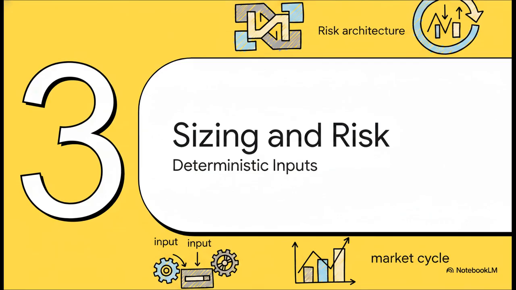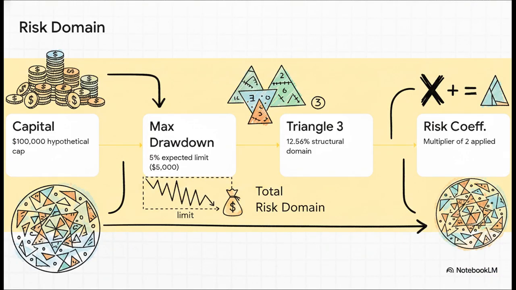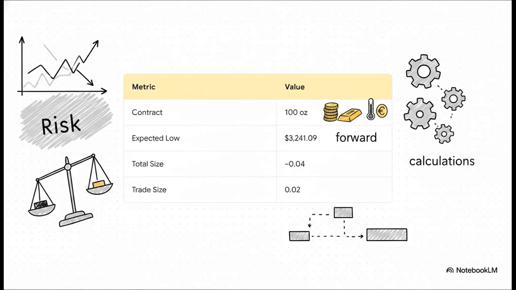Next up is Section 3. Structural sizing and risk, deterministic inputs. All right, let's calculate the risk framework sequentially. We start with a hypothetical capital of $100,000. Our expected max drawdown limit is set at 5%, which equals $5,000. The third triangle domain is 12.56%. We simply multiply that domain by our risk coefficient of 2, and that gives us a total risk domain of exactly 25.12%.